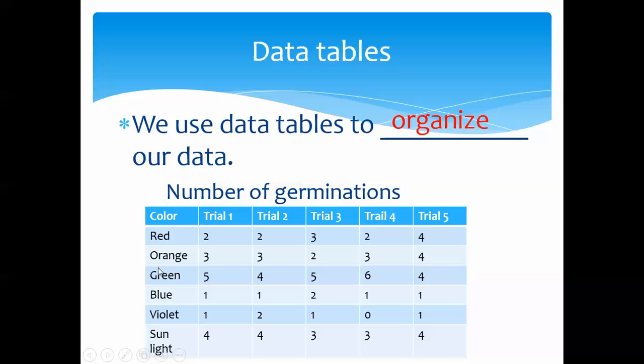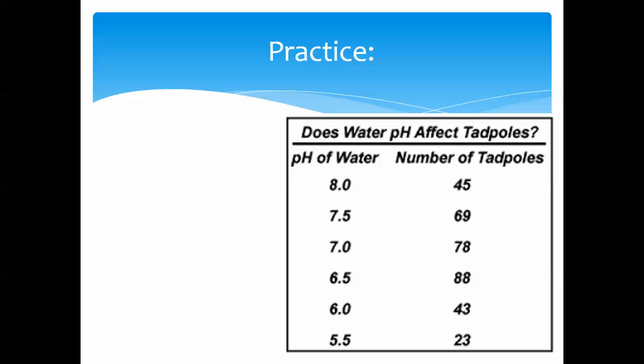So you can see here we tend to, let's look at this example, number of germinations. You've got your different trials listed here. Obviously we do more than one trial. And we tend to list the independent variable here on the left. So you can see here they're doing different colors, red, orange, green, blue, violet, and sunlight, and then the dependent variables up here.